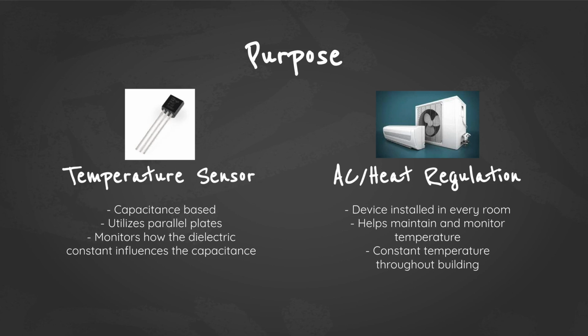Essentially, the dielectric inside will change, and so will the relative permittivity, and we're going to monitor that change in relative permittivity. Practically, this device can be used as an AC or heat regulation device. We could install it in every room of a house or building and report to a central system. This device will maintain and monitor temperature within a household or even in residential buildings. This will keep a building at a constant temperature, and the practical use of this is it helps a building or household avoid installing multiple different AC or heat units when it can have one that will maintain a constant temperature. This saves time and money.